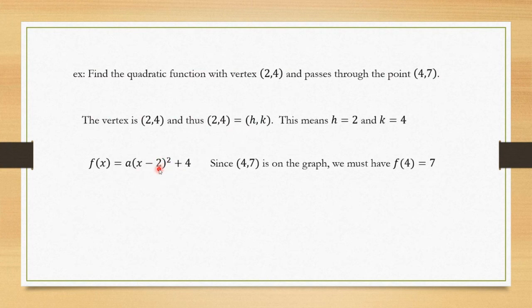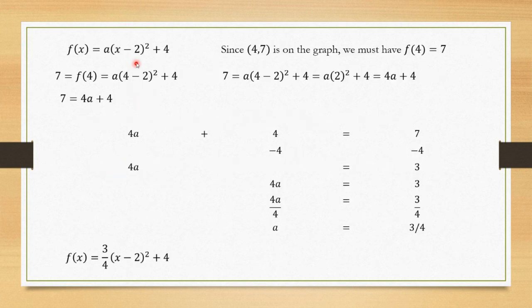Now, are we done yet? No, we have to figure out what a is. But we know that this passes through the point (4, 7). So (4, 7) is on the graph. That point has to be a solution of this equation. Let me say it better. F of 4 has to be 7. If I replace x by 4, I have to get 7.